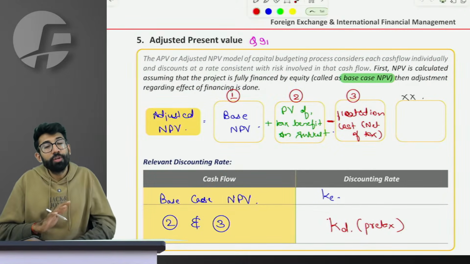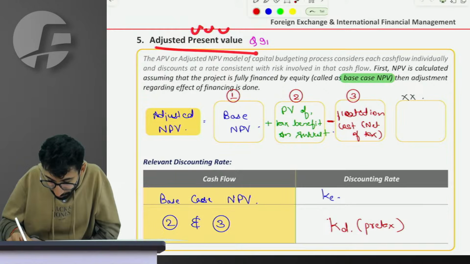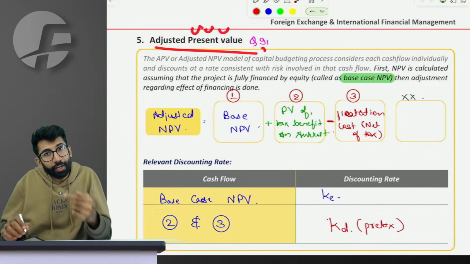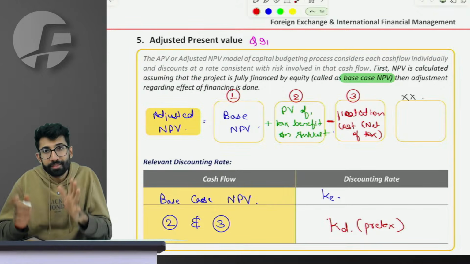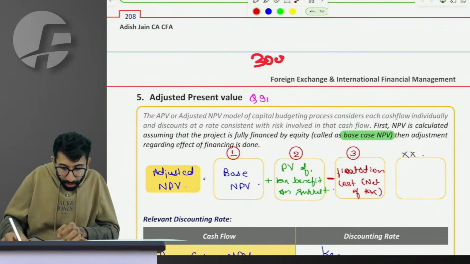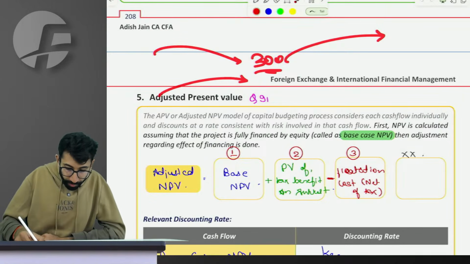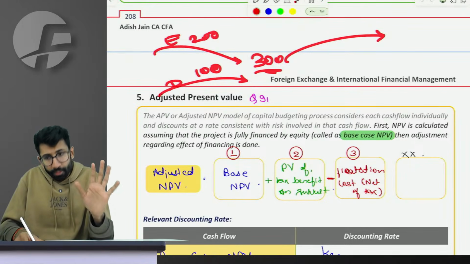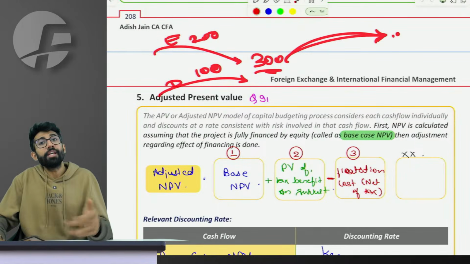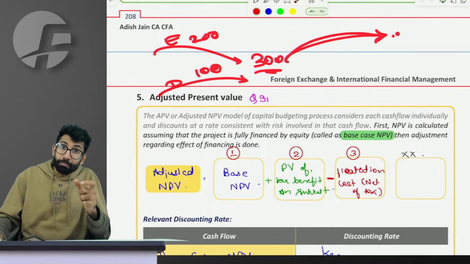Since we don't give the effect of interest there, in this adjusted present value, we will learn to give the effect of it in a different way. Adjusted present value says, suppose you want to invest 300 rupee in a project. How did you get this 300? Sir, 200 you get from equity and 100 you get from debt. So it says that you assume that the entire 300 is equity financed.